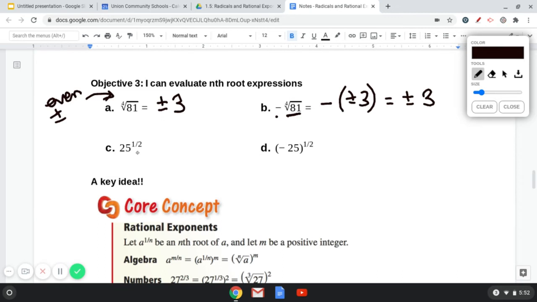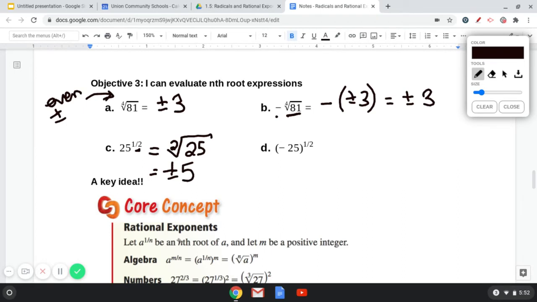And now we have a fractional exponent in part C. So remember, 25 to the 1/2 power, that's the same as taking this denominator and putting it as our index of the radical. So this is the same thing as saying the square root of 25, which is equal to plus or minus 5.